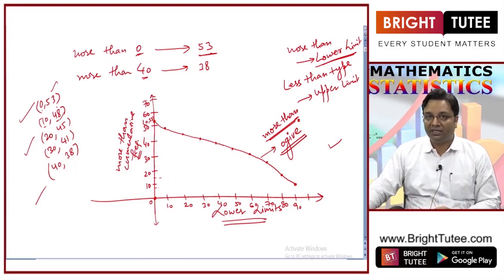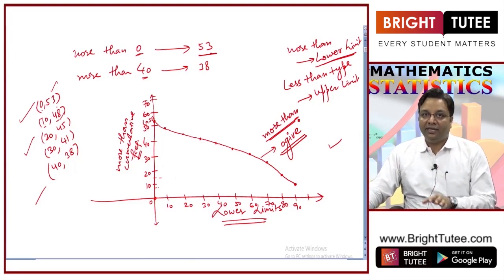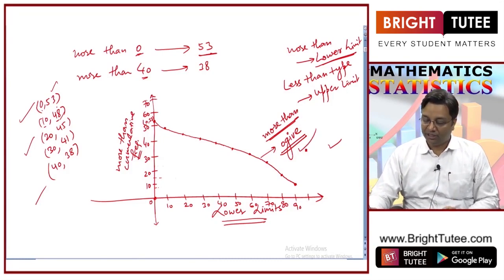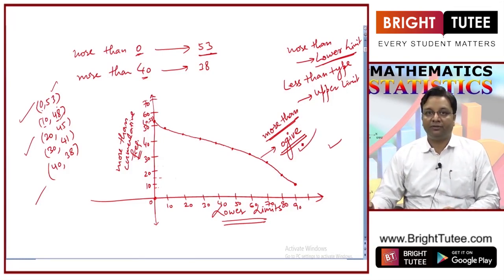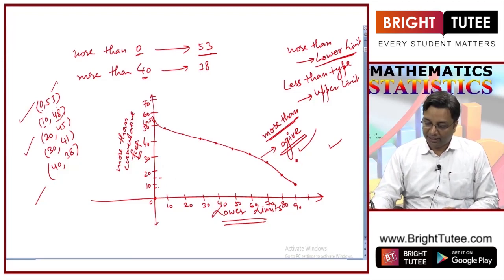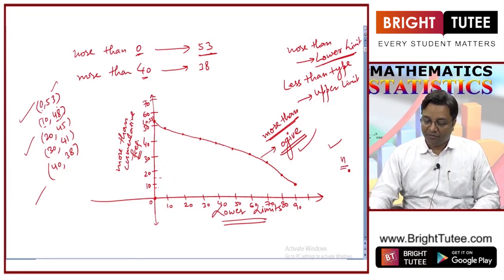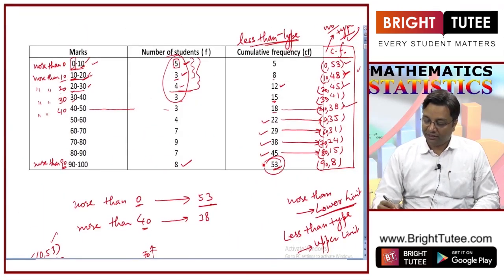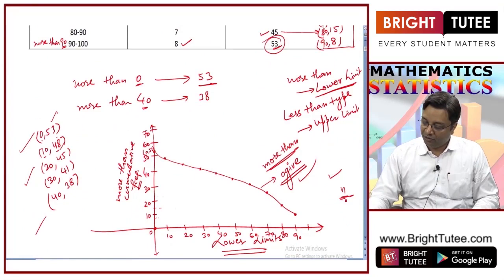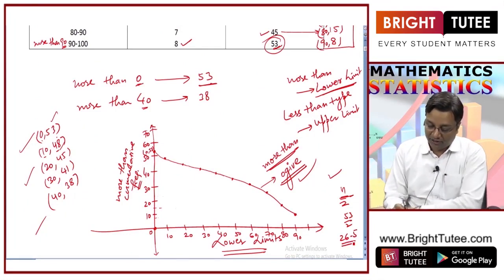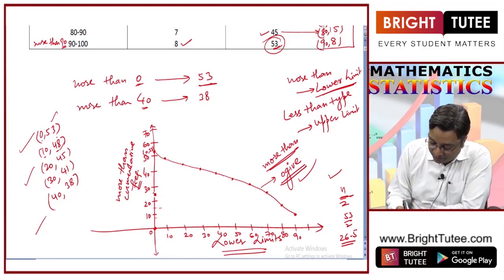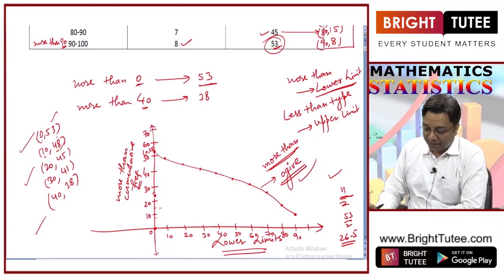How are these helpful for us? We can directly find the median using these ogives, more than ogives or less than ogives, right? In this particular case, we have got a more than ogive, right? Now, what was n, that is number of observations? It was 53. If I divide n by 2, that is 53 by 2, I will get 26.5, right? Now, if I look at 26.5 on the y axis, it will be somewhere here, okay?